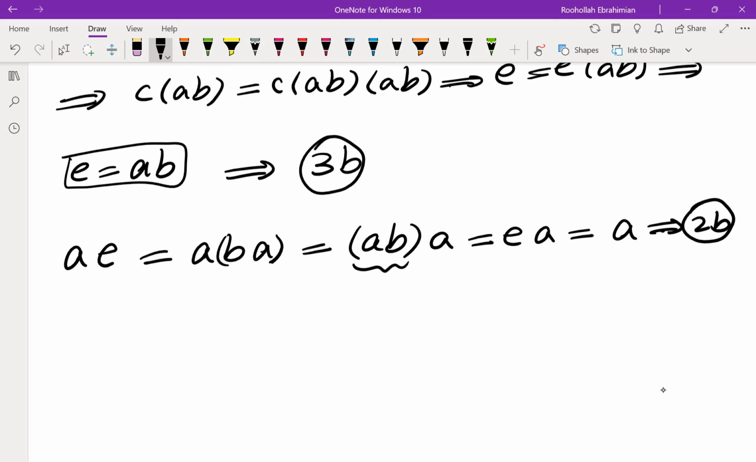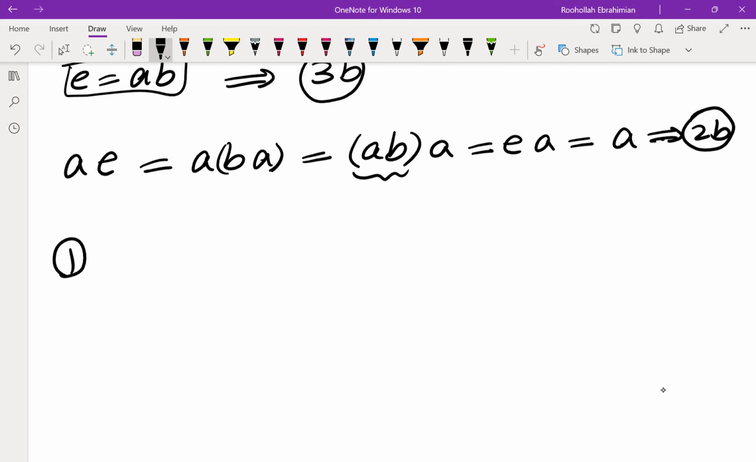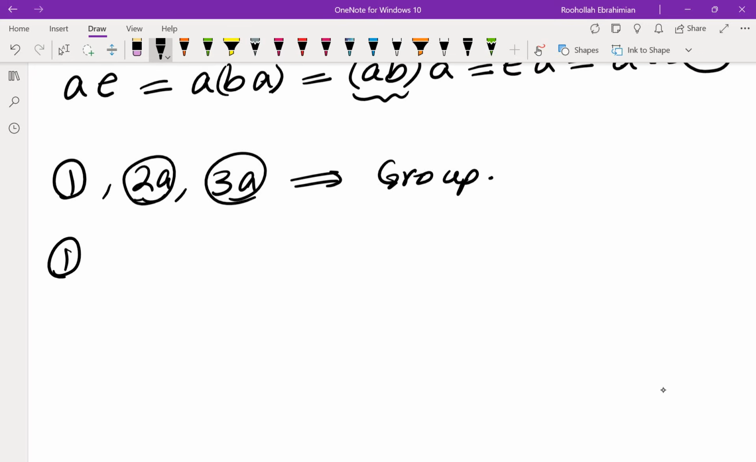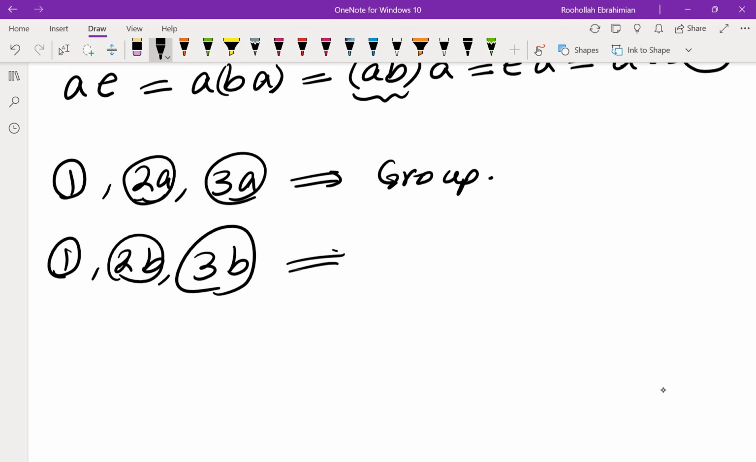From 1, 2A, and 3A, we can imply the other two. So 1, 2A, and 3A imply that it's a group. Now we can drop two others. Similarly, if you drop 2A and 3A, it's just a matter of replacing right with left and left with right. That is also a group. So those two properties can also be dropped.